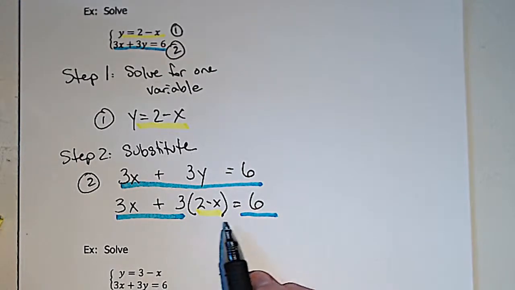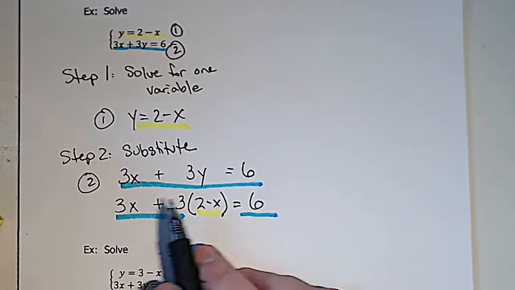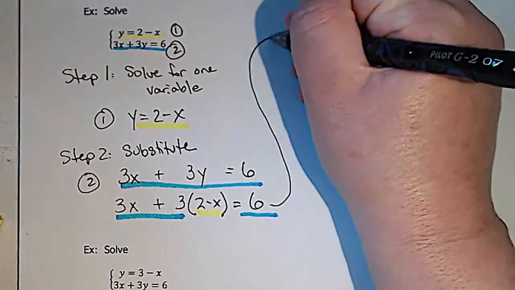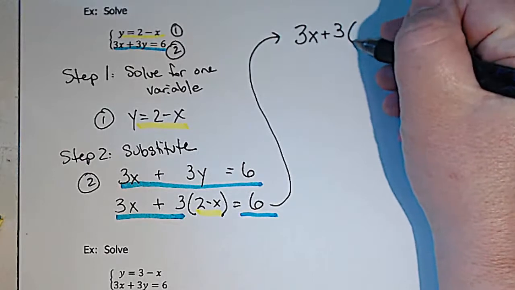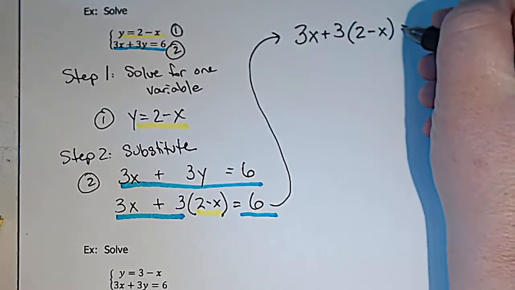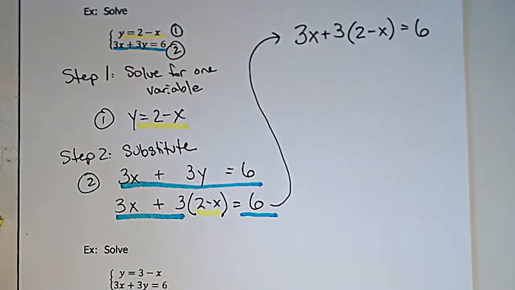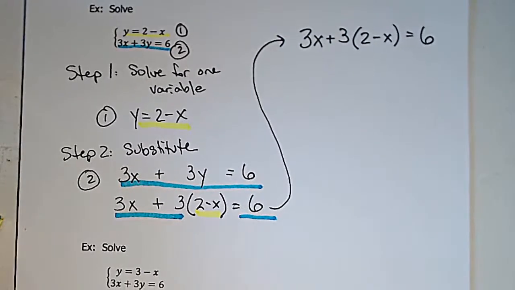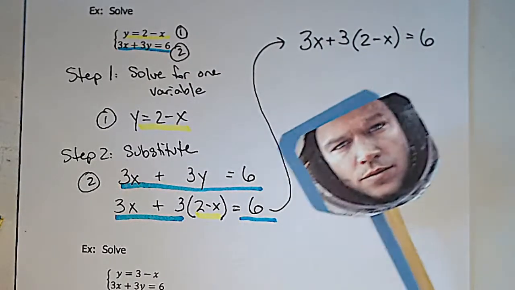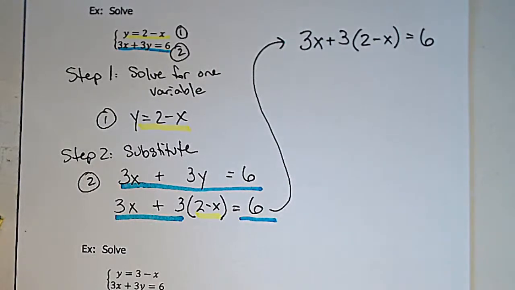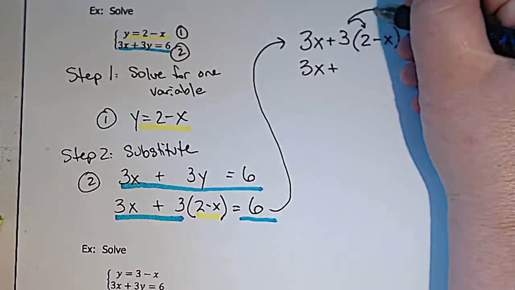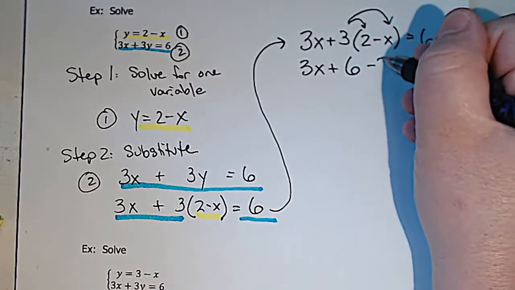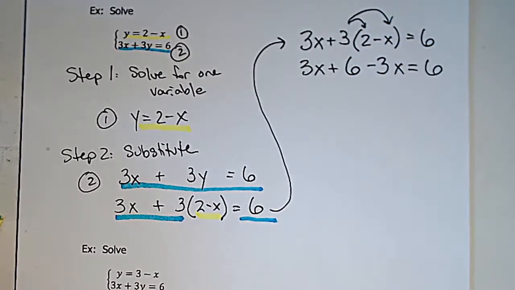So, okay, now I've got an equation that has only x's. So I'm going to go ahead and solve this. I come up here and I get 3x. I'm just going to rewrite it. Plus 3 times the quantity 2 minus x equals 6. Life is good. This seems pretty straightforward. Oh, he's depending on us. Let's see if Matt Damon's going to make it home. 3x plus, and then I multiply out. 6 minus 3x equals 6. And then I've got something weird.